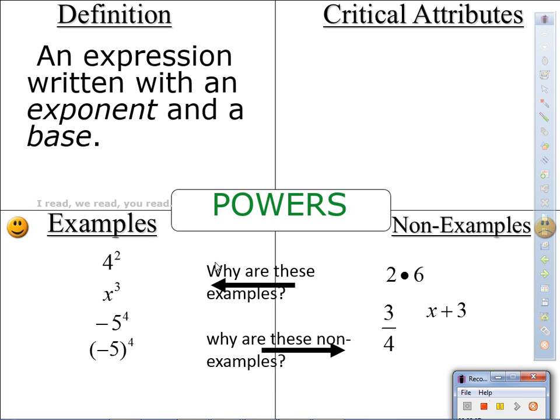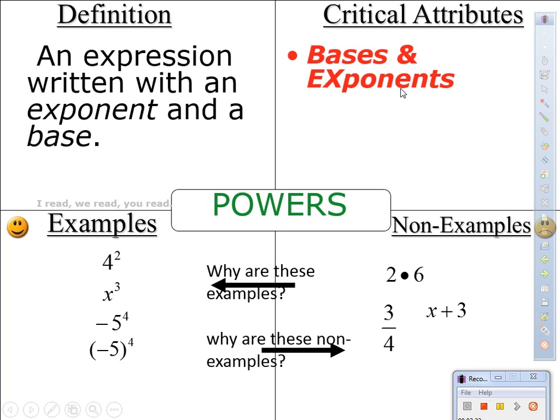So, what makes powers powers? They need to have bases and exponents, and specifically exponents greater than 1. Copy that. As you're copying that, I'm going to go ahead and explain a couple more things. Something that I want to clarify.